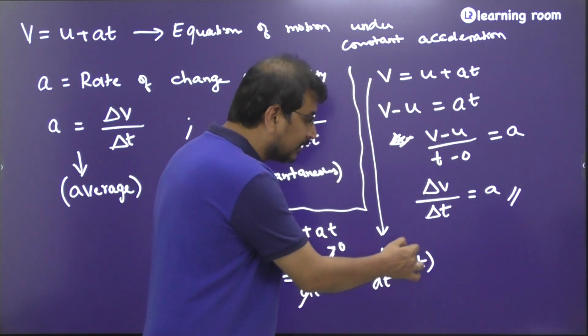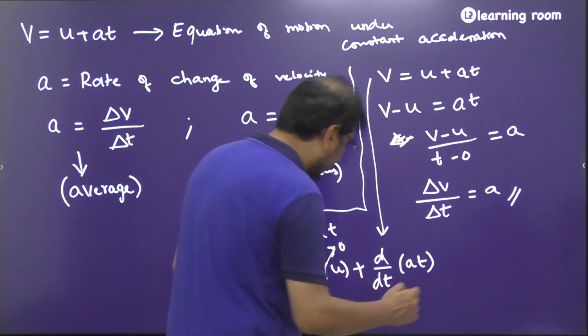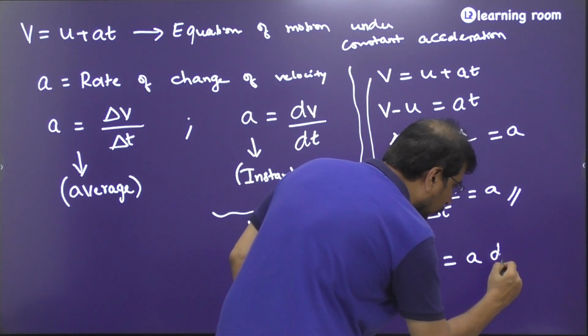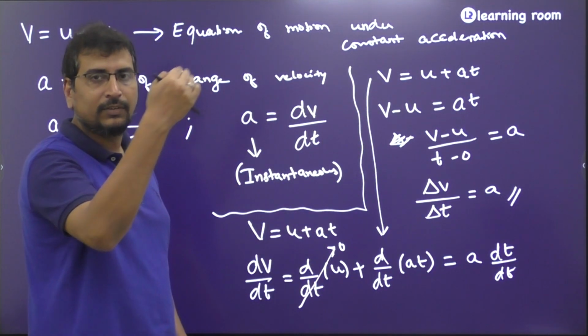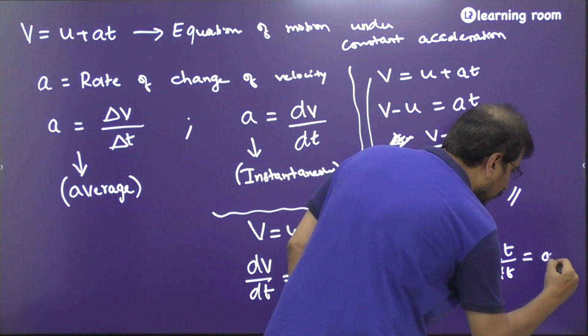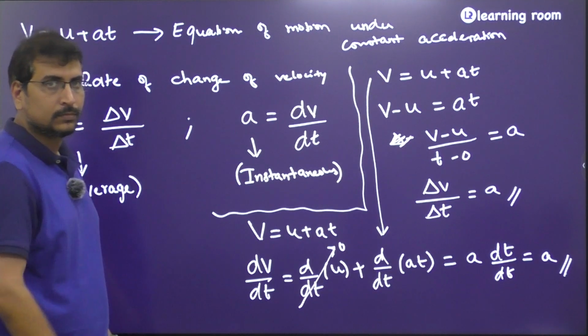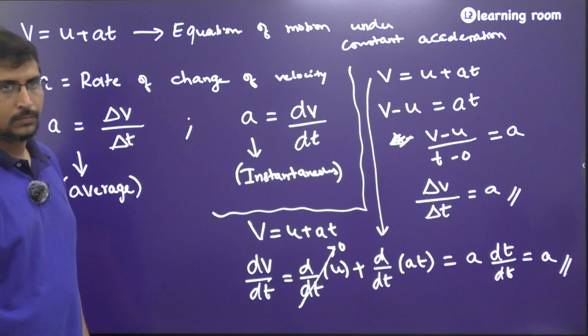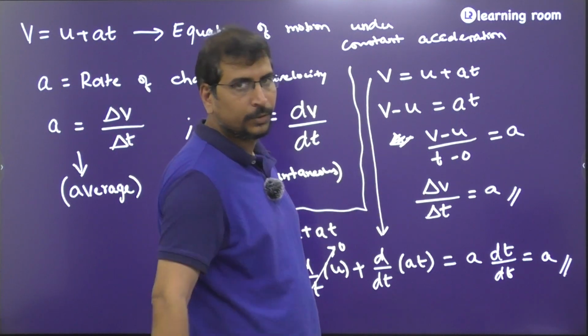So when a constant is multiplied with a variable, what can you do? You can bring the constant outside. So this will be a into derivative of t with respect to t. Derivative of t with respect to time is 1. But what is a? You're able to understand. So in this case, you found the instantaneous value.